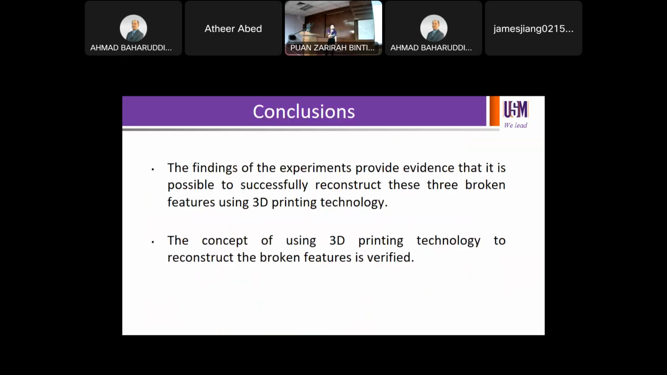So in conclusion, the findings of the experiment provide evidence that it is possible to successfully reconstruct these 3 problem features using 3D printing technology. Although I didn't use any real damaged product in my experiment because I created the damaged product by myself, the concept of using 3D printing technology to reconstruct the problem feature is verified. So it means that we can directly use the 3D printer to bring the problem feature part on the damaged product to reconstruct it as the original product.